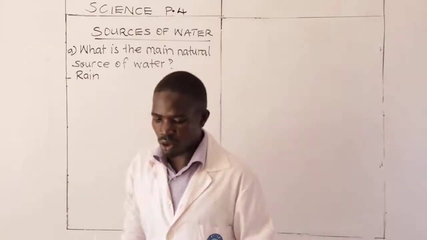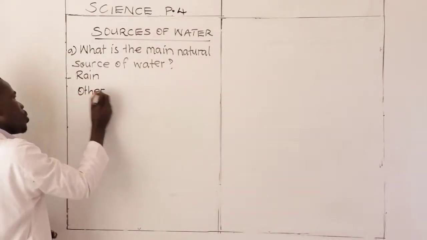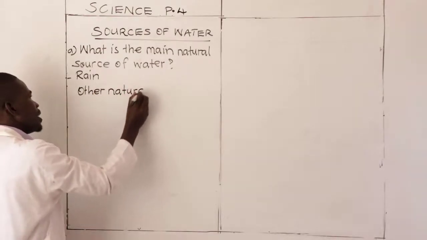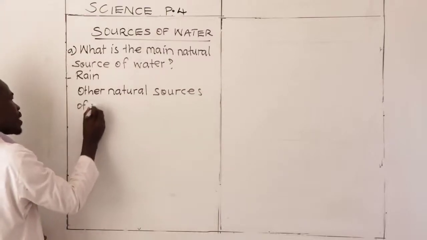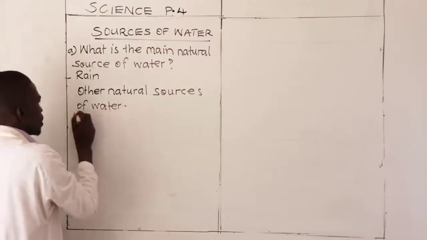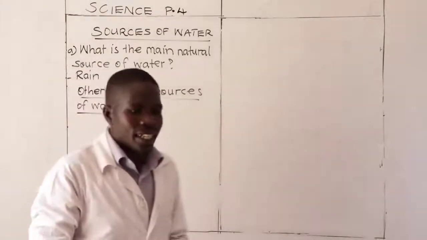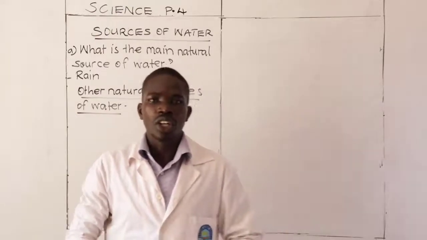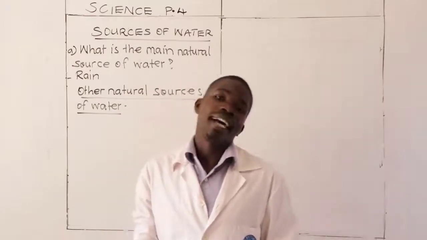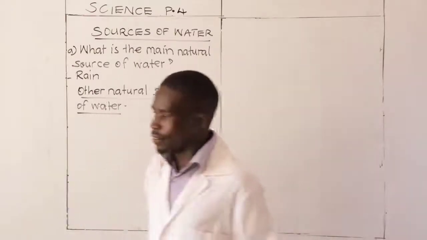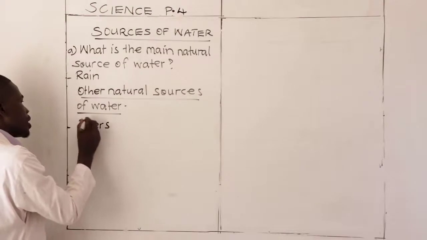Other natural sources of water. The bodies that produce water naturally are what we call the natural sources of water. They produce water by nature. These ones we have rivers. Rivers are natural sources of water.